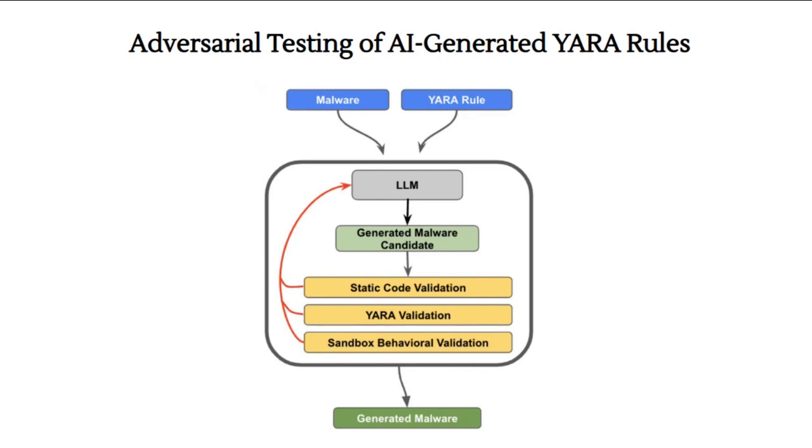So, sir, the diagram is saying, sorry, I'm cutting you. The diagram is saying that you have a Yara rule and you have a malware, right? And you give it to the LLM and then you can generate a new malware, right? Which will be non-evadable, like it will not be catchable by any security control. Is this what the whole meaning is?